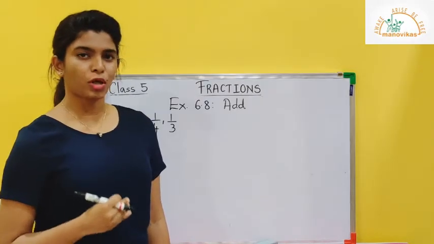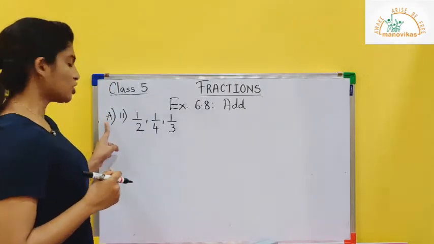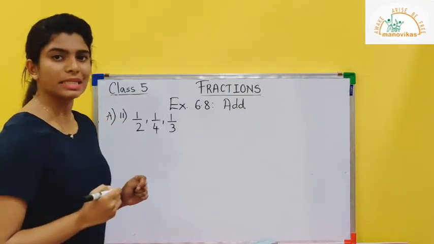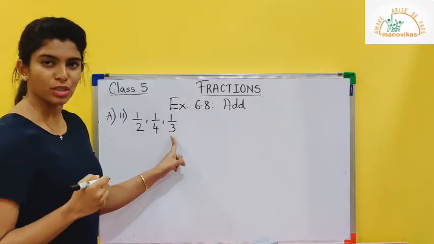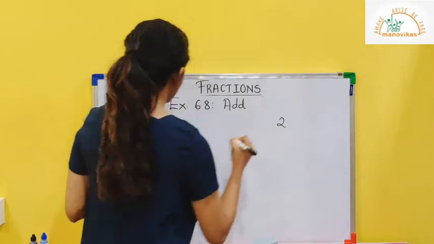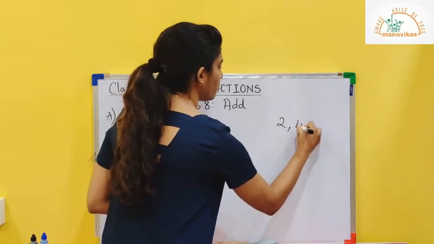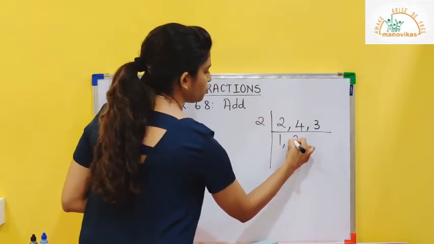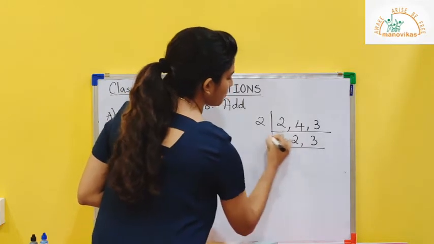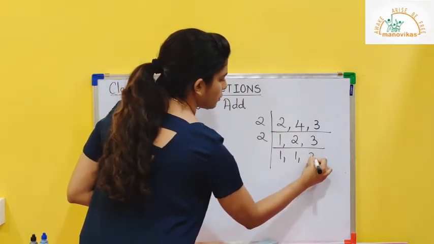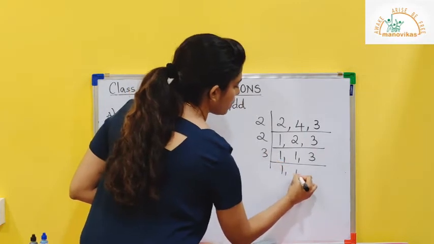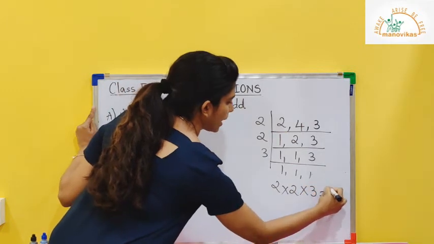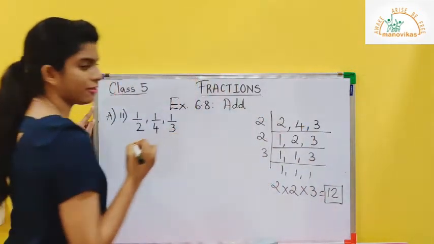Let's do exercise 6.8 and question A, 11th sum. 1 upon 2, 1 upon 4, 1 upon 3. If you see, all these are unlike fractions. I have to find the LCM of these three denominators, that is 2, 4, 3. So 2 1s are 2, 2 2s are 4. Bring down 3. 2 1s are 2, bring down 3, and 3 1s are 3. So I get 2 into 2, 4 into 3, 12. So the LCM here is 12.